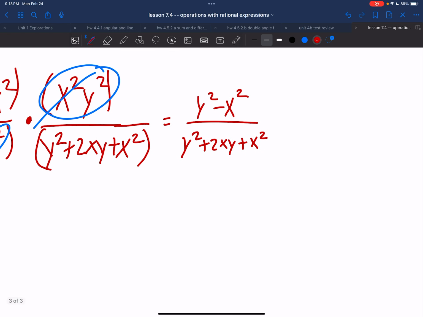Now, can you take it further? Yes. Take a look at it, see if you can finish it and factor it from here. Maybe pause for a minute or two to see if you can finish out the problem.